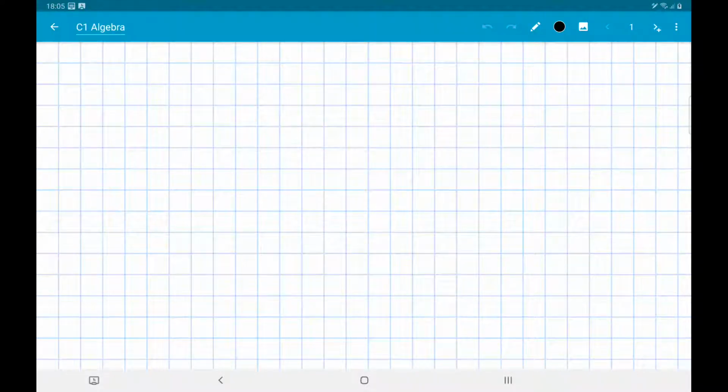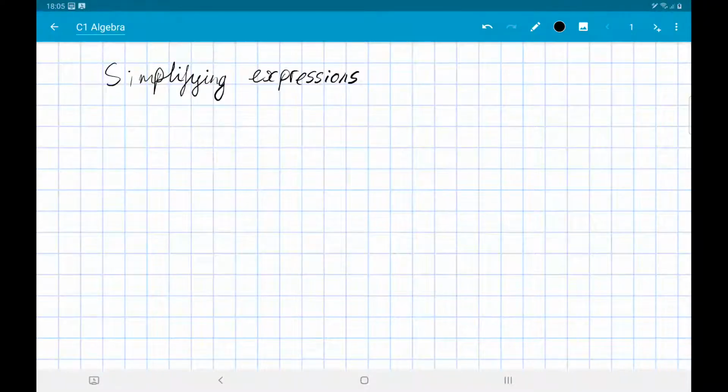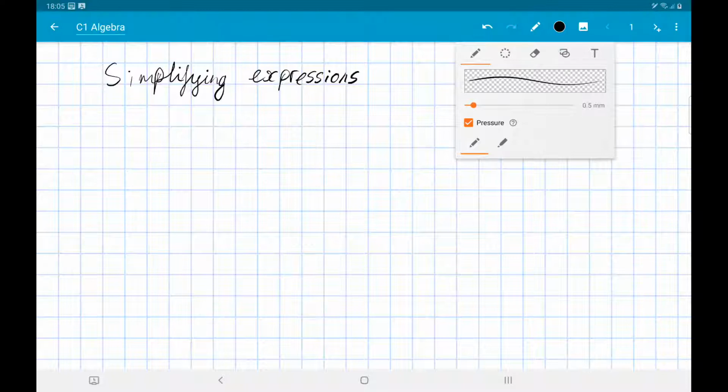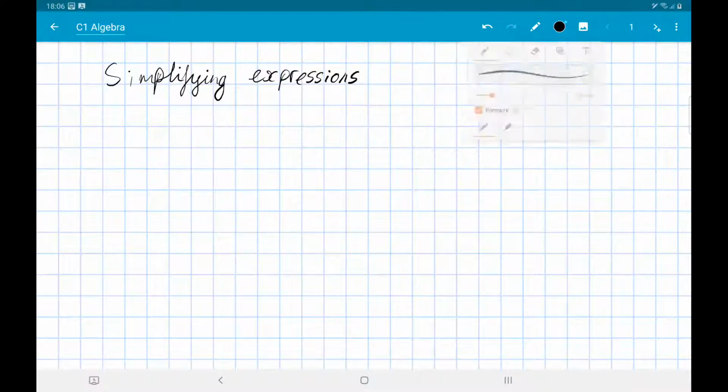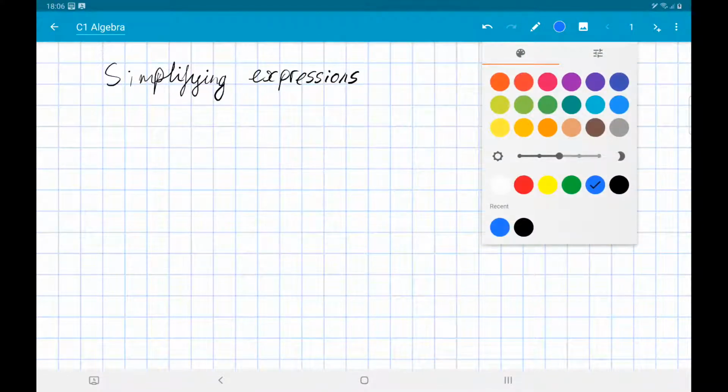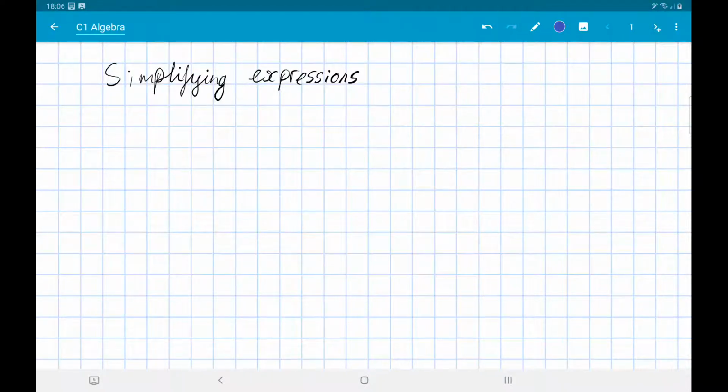Okay, so we're gonna start by simplifying expressions. And simplifying is spelled with an I. Let's see if I can change the color. I'm going to start writing in blue. Actually, blue and blue might be a little bit conflicting. Just do it in the dark blue, that actually makes more sense.